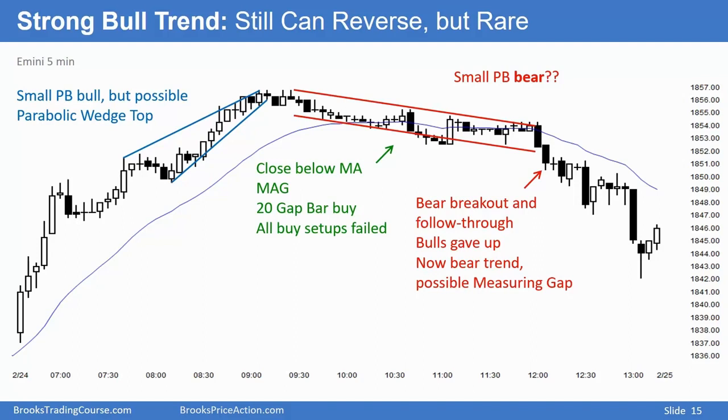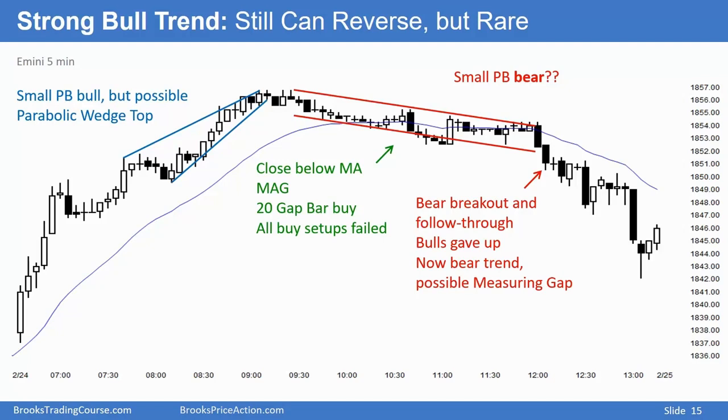Usually, if you have a small pullback bull trend, you do not get a reversal. This is really more of a spike in channel bull trend or a parabolic wedge bull trend and less of a small pullback bull trend. I typically don't call this a small pullback bull trend, although it clearly is. To me, it's just so climactic and so extreme. I think of it more as a biclimax.